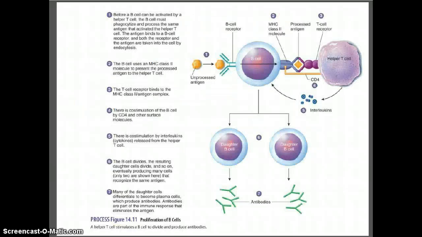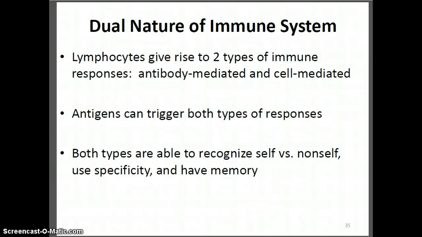Here is a summary. Please, again, take a look at this. This is in your textbook. It's also available non-narrated on your Moodle site. There is a dual nature of the immune system. Actually, I would say even more than a dual nature.